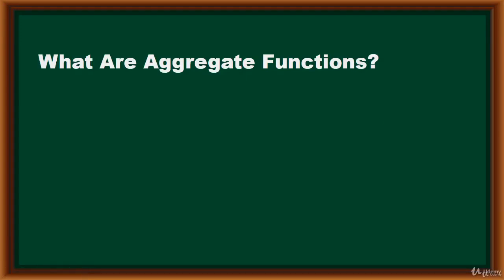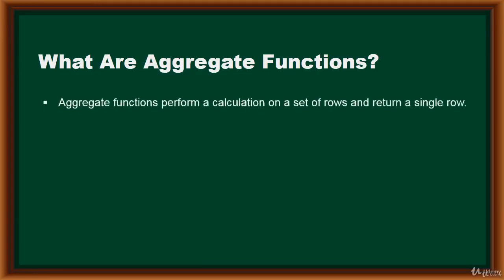Hello and welcome. In this section, you will learn how to use the PostgreSQL aggregate functions. What are aggregate functions? Aggregate functions are used to perform a calculation on a set of rows and return a single row. So when you use an aggregate function, the output will always be a single row.